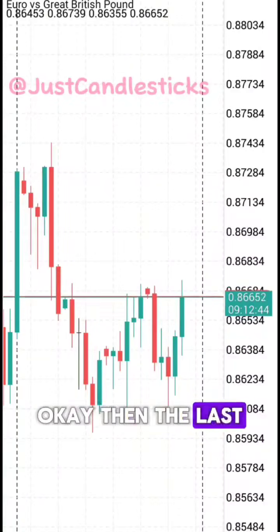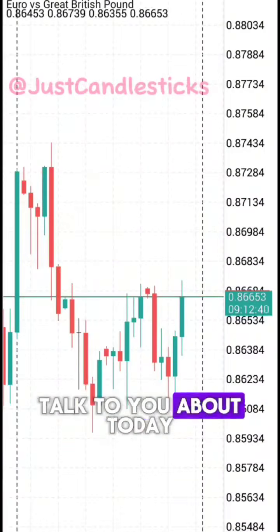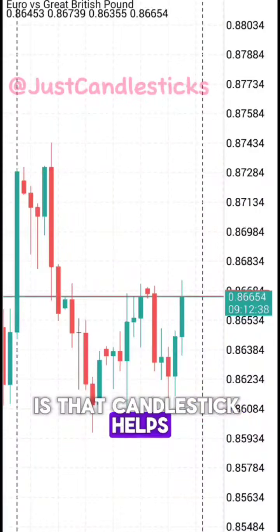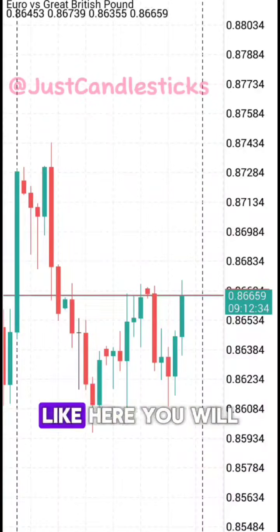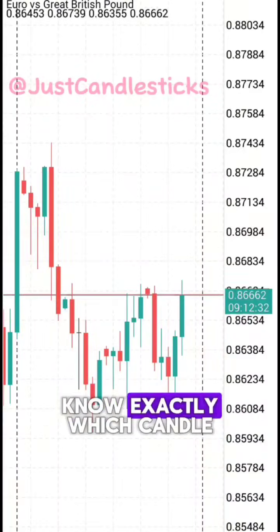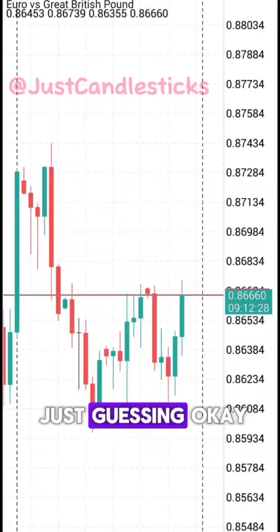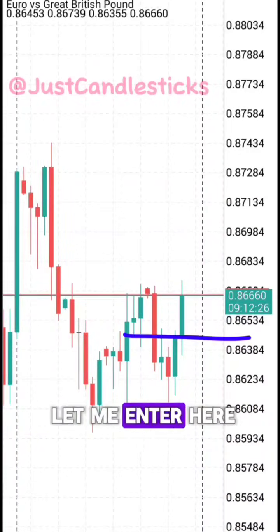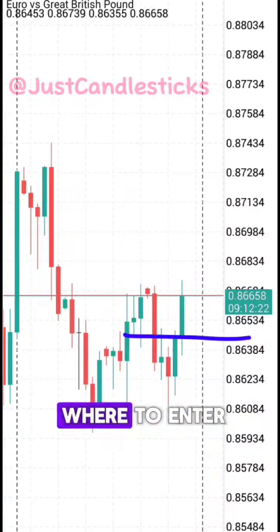Okay. Then the last point, which is the fourth one that I'm going to talk to you about today, is that candlestick helps you to fine-tune your entry. Like here, you will know exactly which candle to enter with. So you are not just guessing, okay, now the market is going, let me enter here now. No, the candlestick gives you an idea of where to enter.